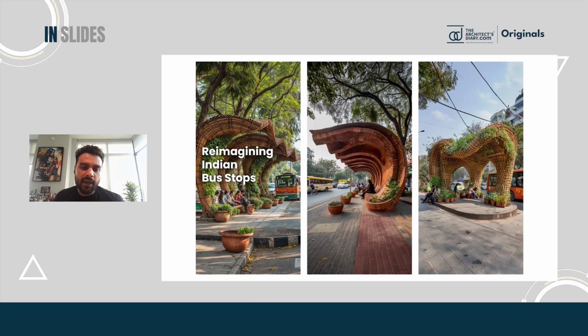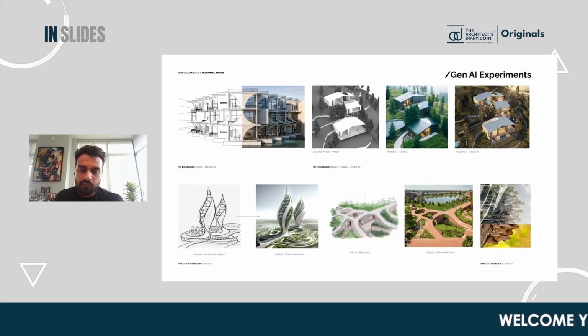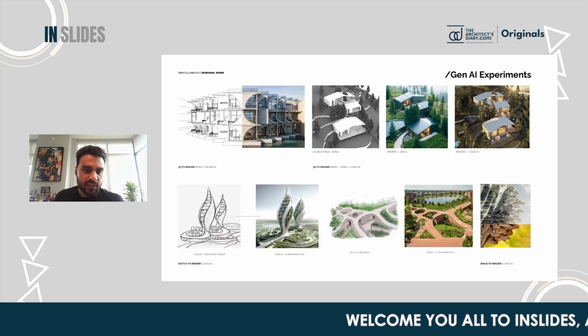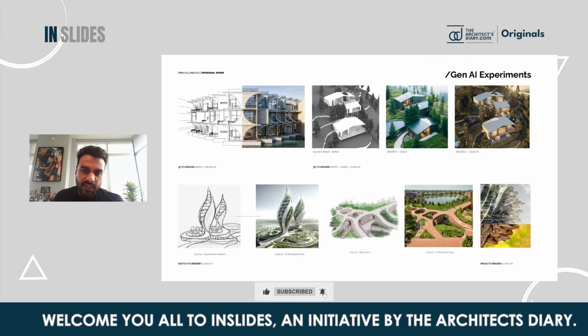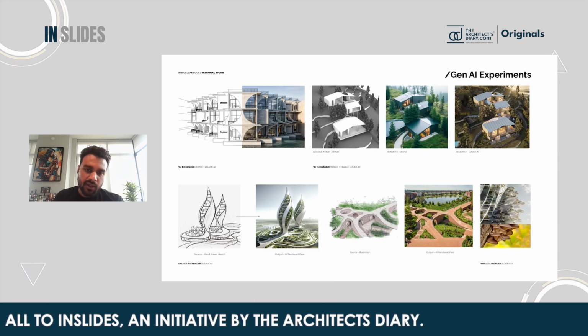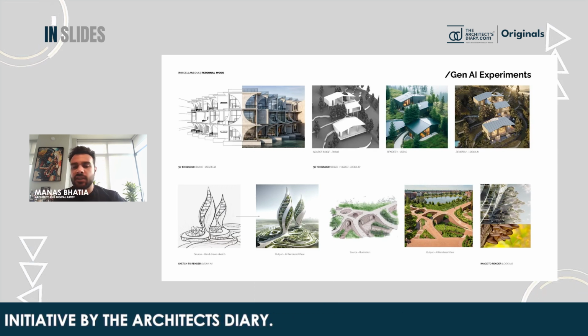So what if we use bamboo and brick to reimagine these spaces so that they become more lively and people start using them more often? So these kind of questions is what I'm interested in. And then again, going to other use cases of generative AI.